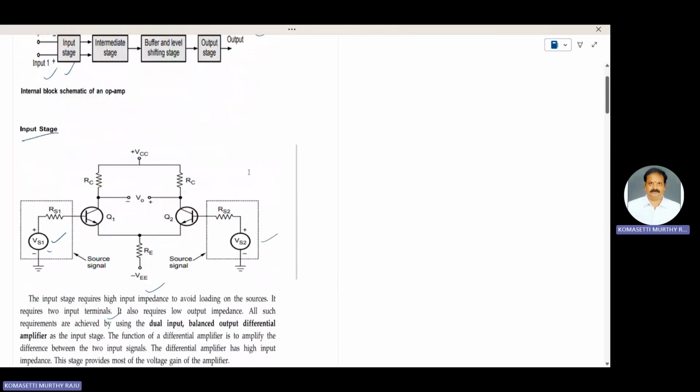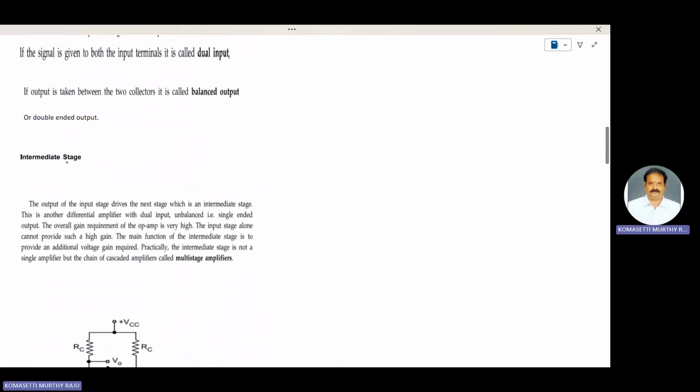Next stage is the intermediate stage. The output of the input stage drives the next stage, which is called the intermediate stage. This is another differential amplifier with dual input, unbalanced, that is single-ended output. Like the first stage, the intermediate stage of an op-amp is dual input, unbalanced output configuration.